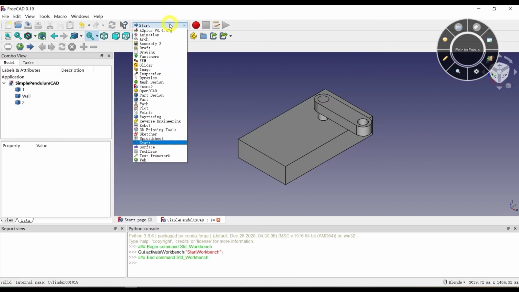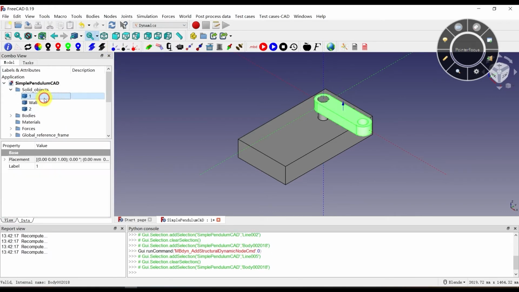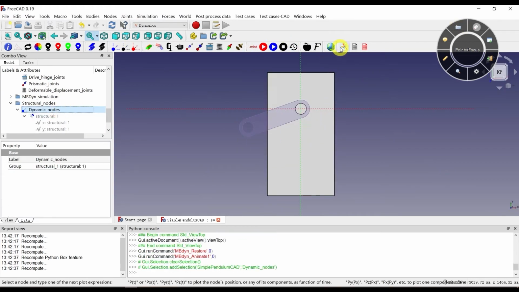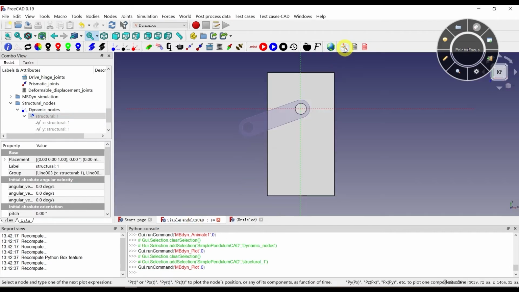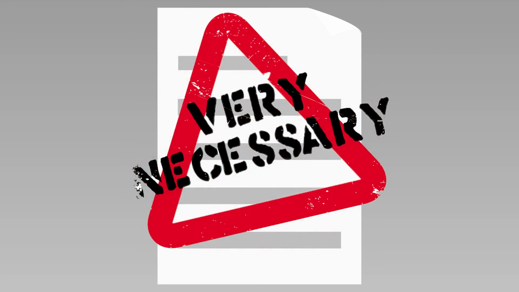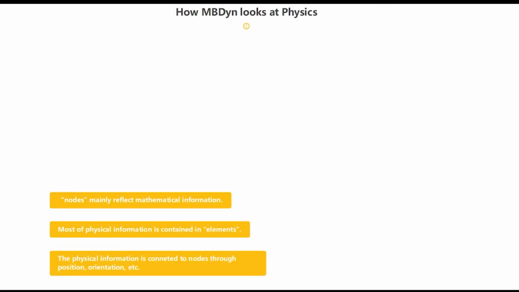Fortunately, although MBDyn lacks friendly preprocessor and postprocessor, some people have successfully combined it with FreeCAD or Blender 2.79 to automatically generate a standard input file, which greatly reduces the difficulty of learning MBDyn. Easy to get started does not mean that you can ignore the standard input file. Mastering the writing of the standard input file is very important and necessary for mastering MBDyn. Before mastering the standard input file, we must first know how MBDyn looks at physics.